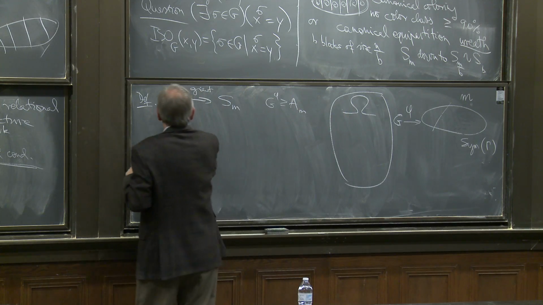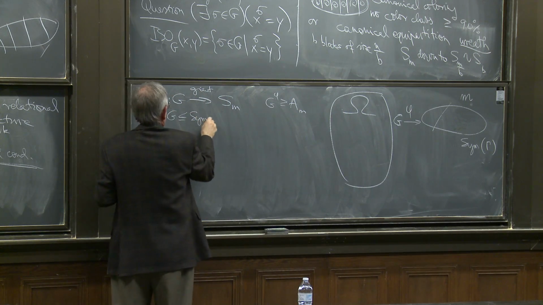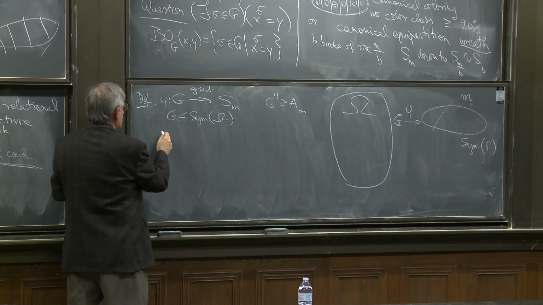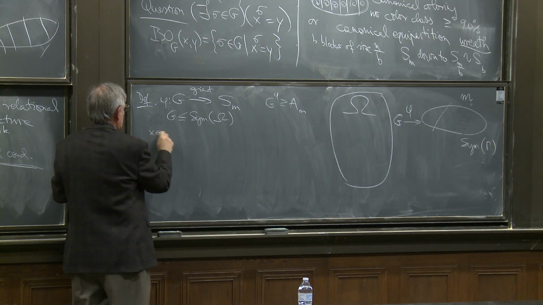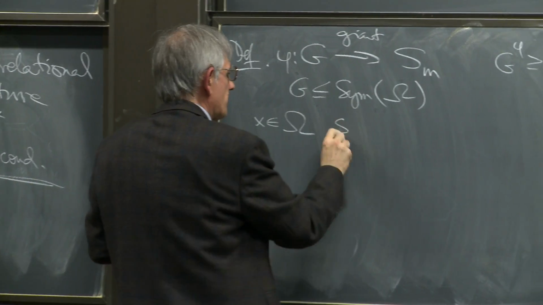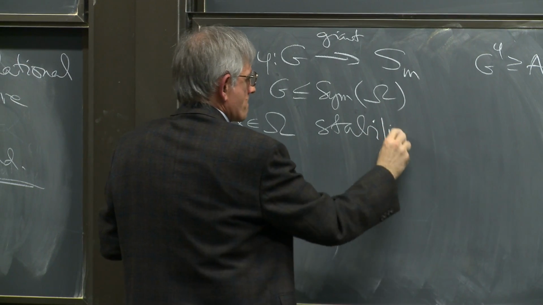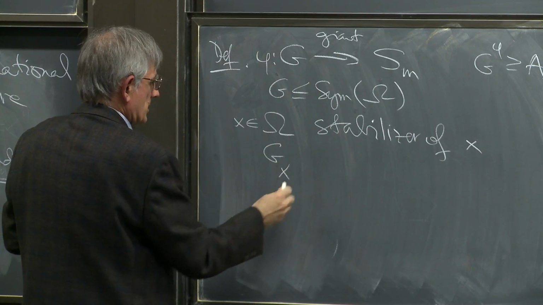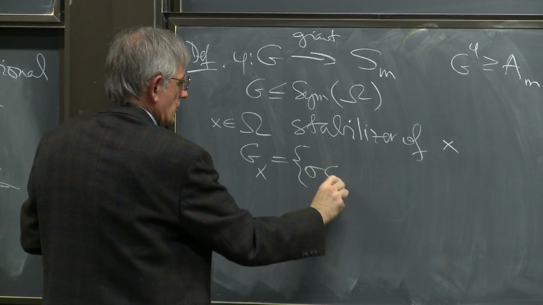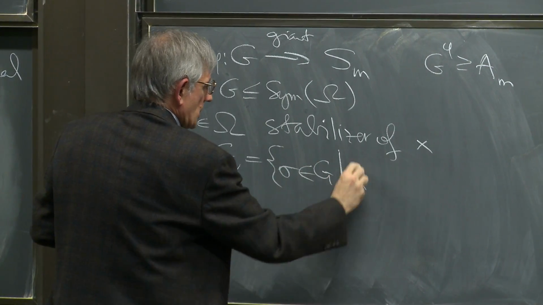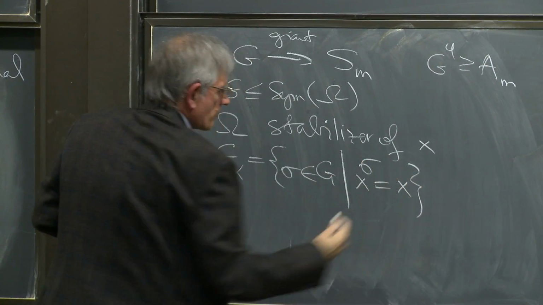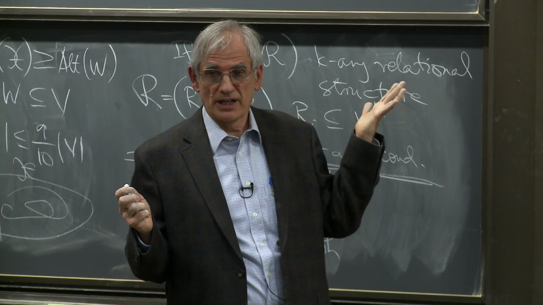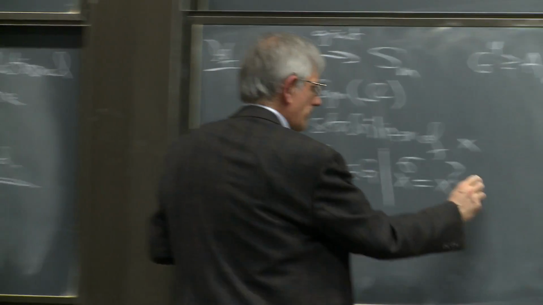Okay? So G is a subgroup of the symmetric group acting on omega. And now let's take x in omega. Then the stabilizer of x, denoted by G sub x, is just the subgroup consisting of those elements of G which fix x, okay? So that's called the stabilizer subgroup. So that's a subgroup of my group.